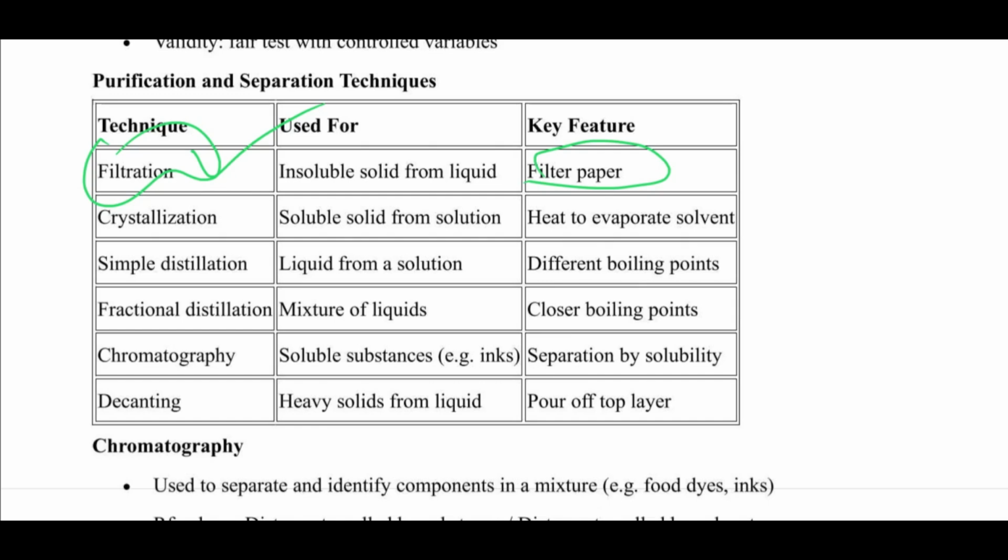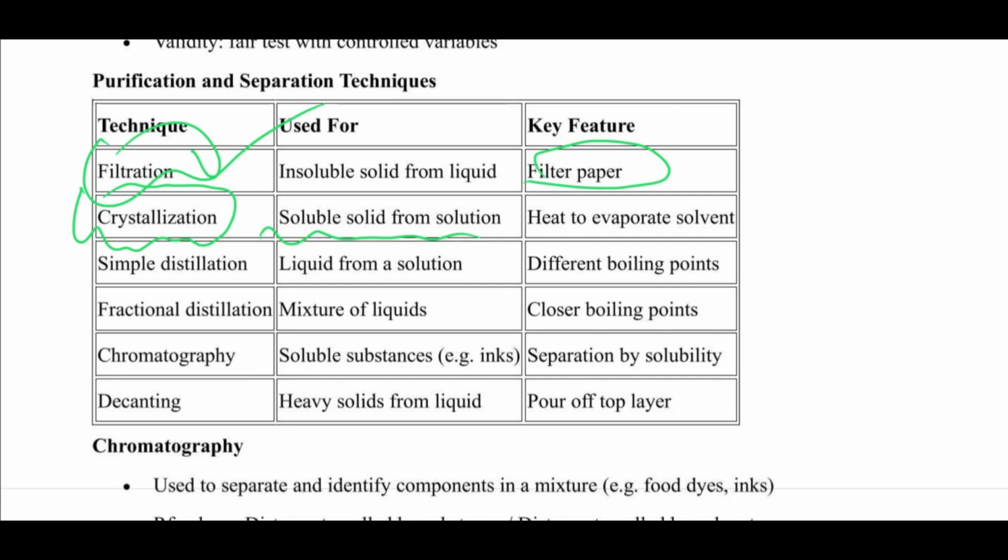Now another technique is crystallization. You can only use the crystallization method if your salt or solid is soluble in a solution. If it is already dissolved in a liquid, then you cannot use filtration because now it is all liquid, right? So which technique can you use to separate that soluble solid from the liquid? You can use the evaporation method, or the crystallization method. In that process, you heat it so that your solvent evaporates and you are left with the solid solute. So remember, the crystallization method is used for a soluble solute that is dissolved in a liquid.